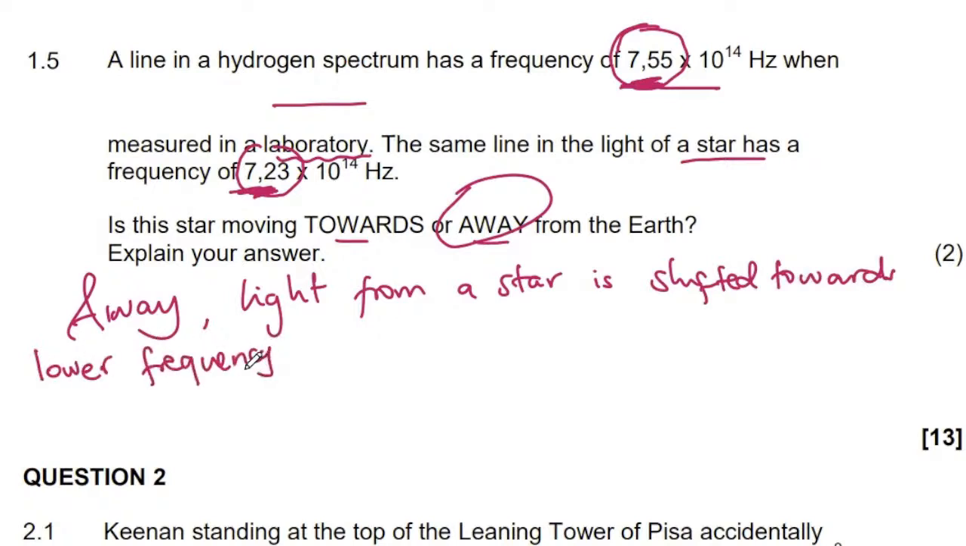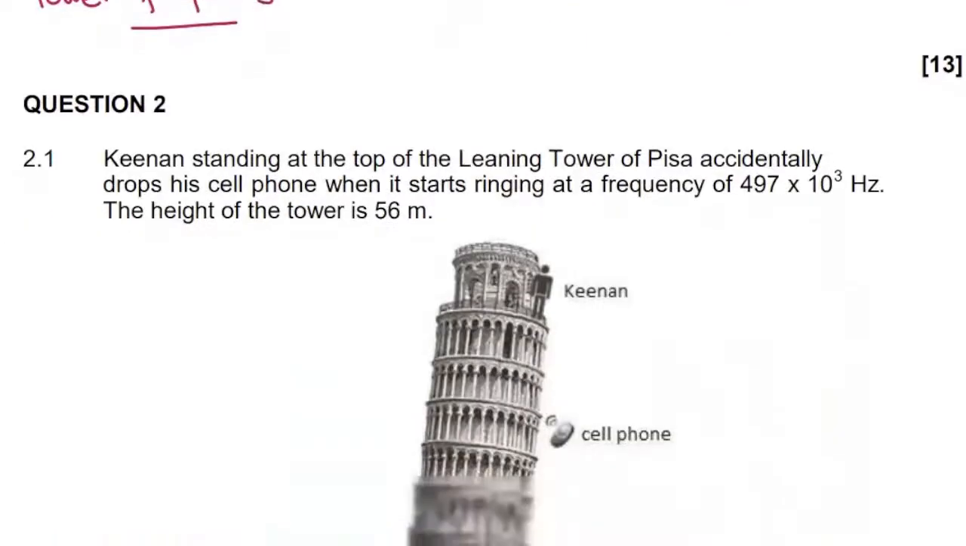Towards the lower frequency, which is the red light. So that is what we need to just say. So look at the two frequencies, and since the same line in the light of a star has a frequency of this much, it means it's moving away. All right, question number 2.